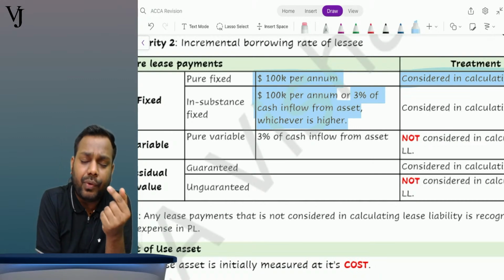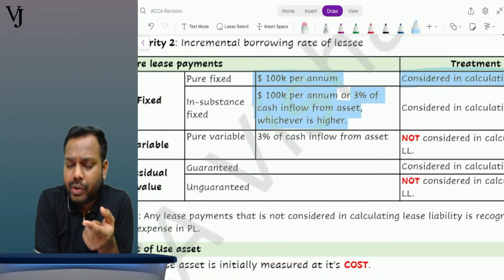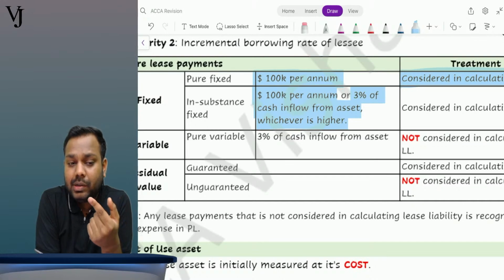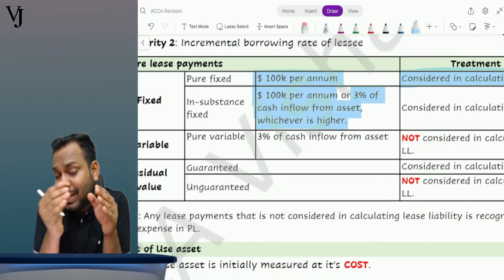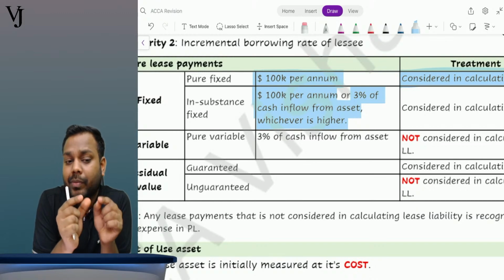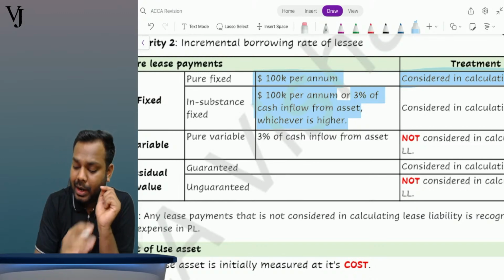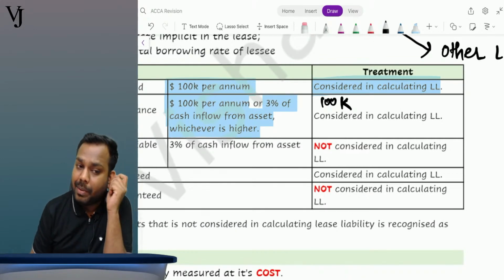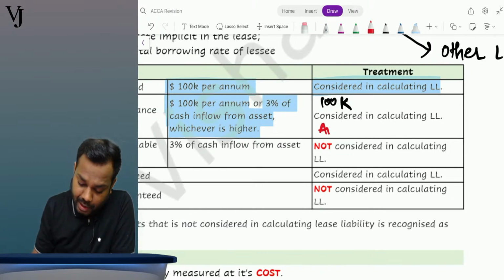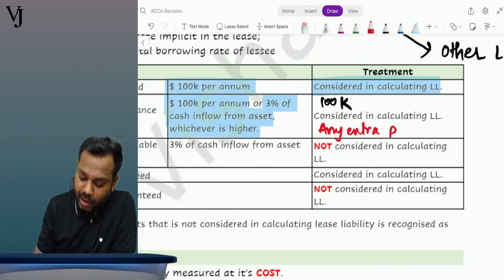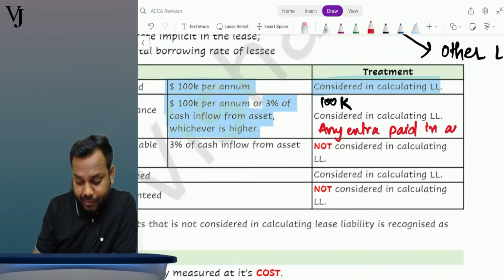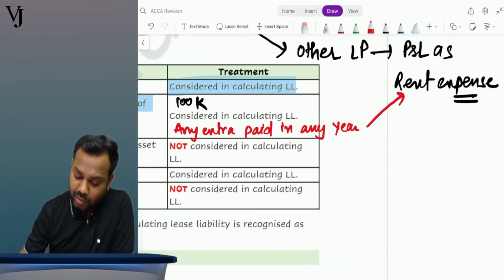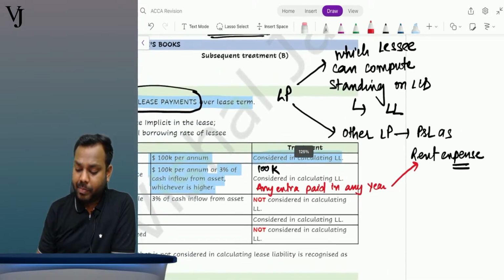If 3% of the cash flow comes to 95,000, still I will pay 100,000. If it comes to 110,000, then I will pay 110,000. But in all three scenarios, 100,000 was common. So 100,000 will be considered in calculating lease liability. Any extra paid in any year will be recognized in P&L as rent expense.